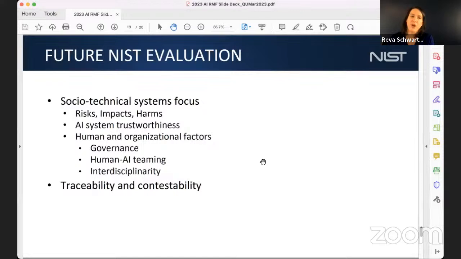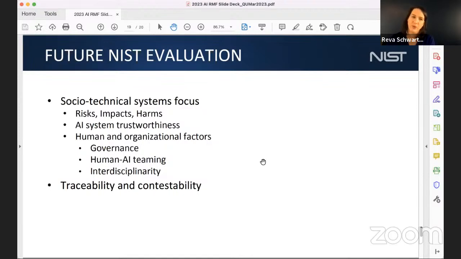So as part of a future NIST evaluation, and we should have in the next couple months document and planning for this evaluation, we plan to do a sociotechnical systems evaluation where we are thinking about those big 4 things or big 5 things that we talk about in the framework. So risks, impacts, harms, and trustworthiness, also system limitations. But we're also thinking, how can we measure human and organizational factors?